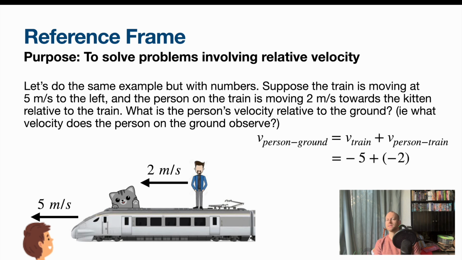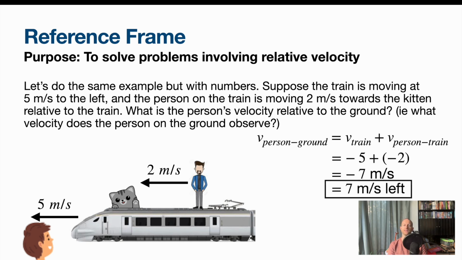So the train's velocity is -5, negative because it's moving to the left. The person on the train is also moving to the left, so -2. Add those together, -7. So the person on the ground will observe that the person on the train is moving 7 meters per second to the left.